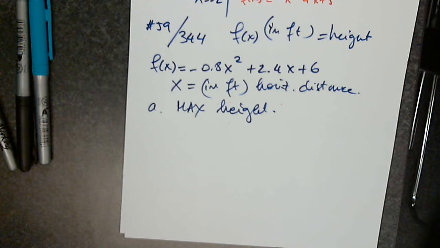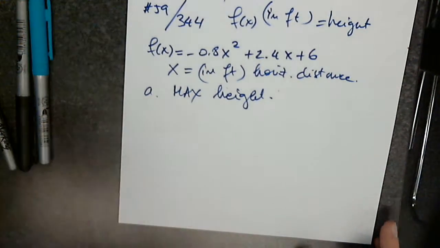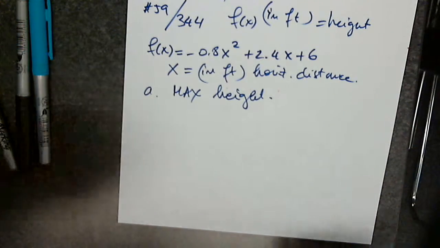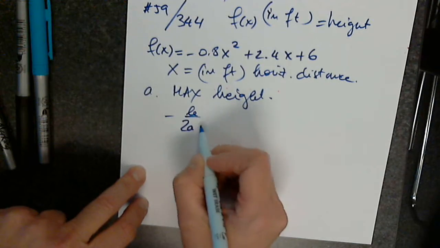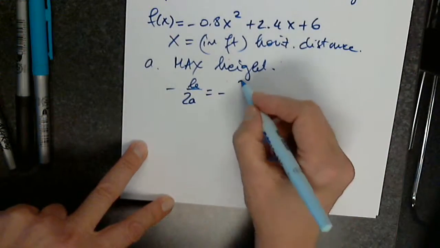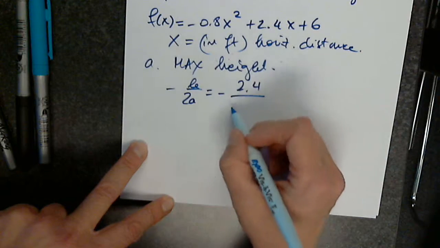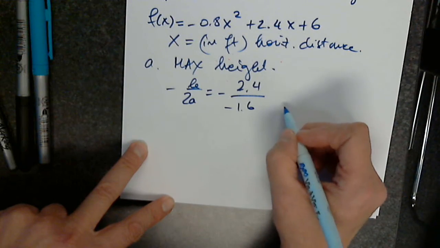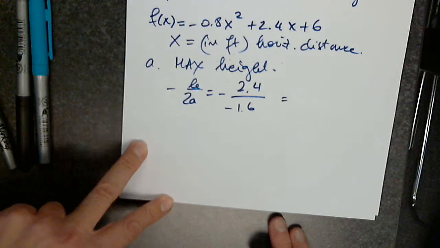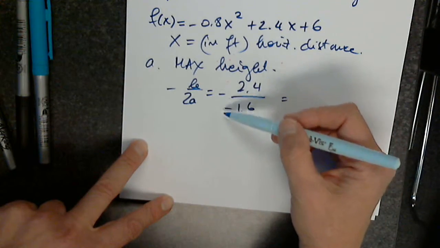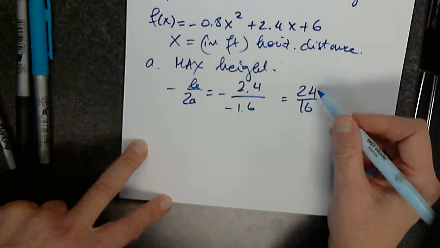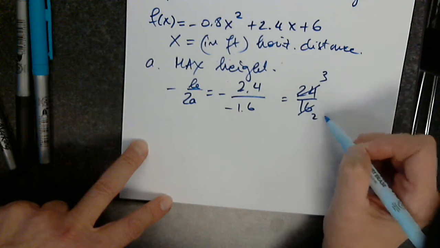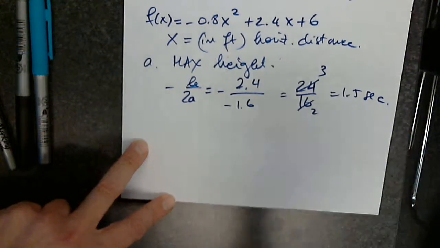the vertex, the y coordinate of the vertex. Excellent. So now I'm asking myself, how do I find the vertex? Negative b is 2.4, over 2 times a, which is negative 1.6. Multiply both sides by 10, and of course simplify those negatives. So 24 divided by 16, I'll divide by 8. This is 3 over 2, which is 1.5 seconds.